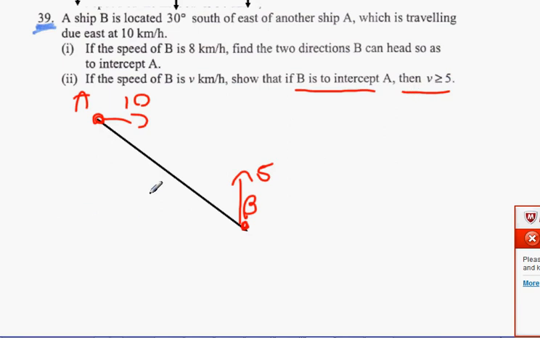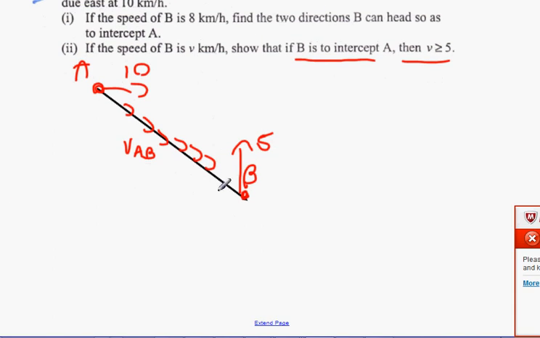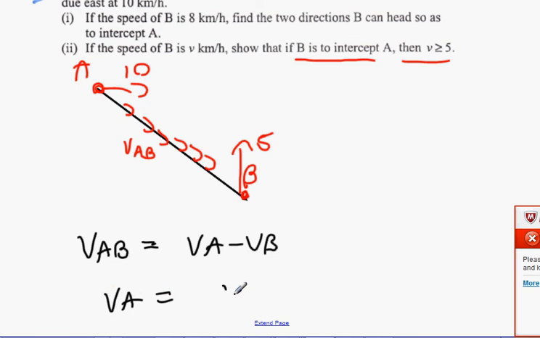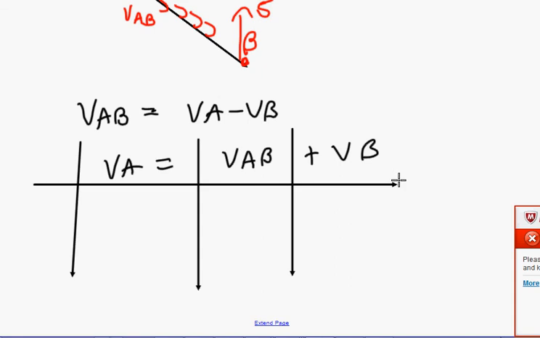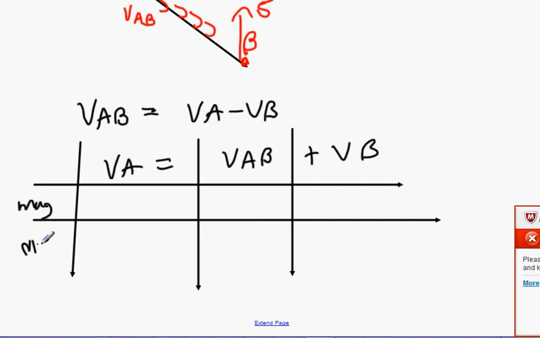Now here's what we're going to do. We need VAB to be able to travel in this direction here. Once again, we're going to do the whole VAB equals VA minus VB, and then VA equals VAB plus VB. We're then going to chop it up into our 6 sections, exactly like last time: magnitude and direction. And then we're just going to put in our numbers.